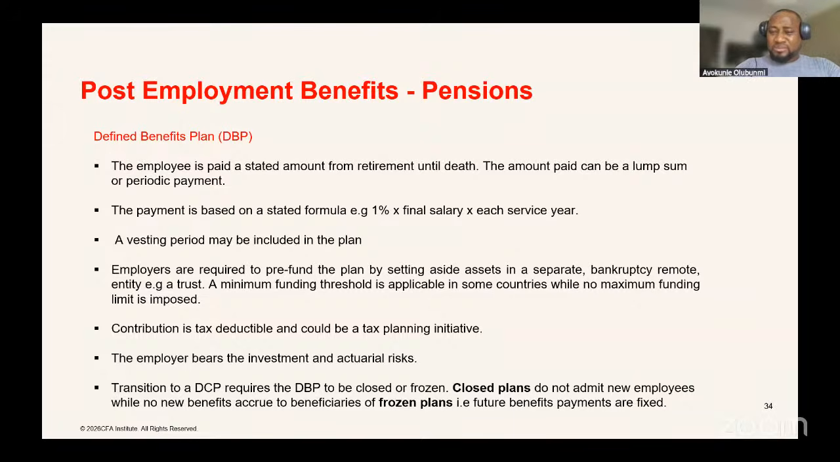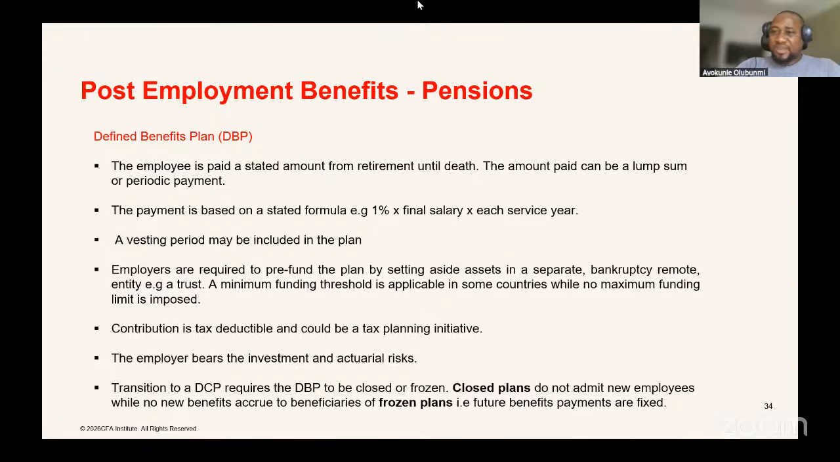However, there's something that I need you to remember, which is the difference between closed plans and frozen plans. A closed plan is one where we are not admitting new employees, we are closing it. However, for those that are already inside, the value of those investments is still growing. The value of how much they're entitled to is still increasing. But for a frozen plan, not only have we stopped admitting new people, the value of your benefit is already frozen. It doesn't increase from the day that it's frozen. So please note the differences between the two of them. It's subtle, but don't forget it.